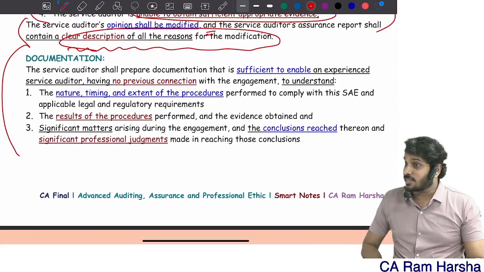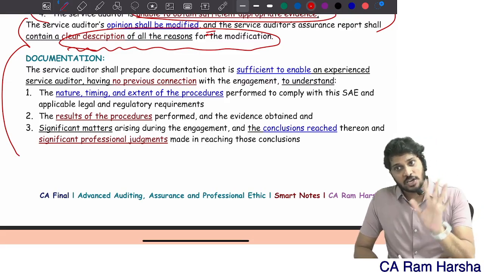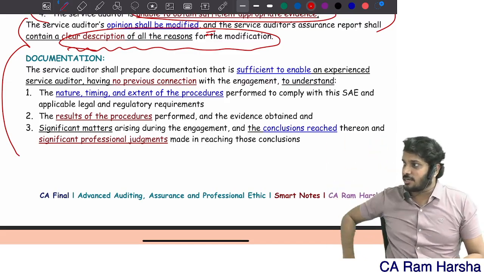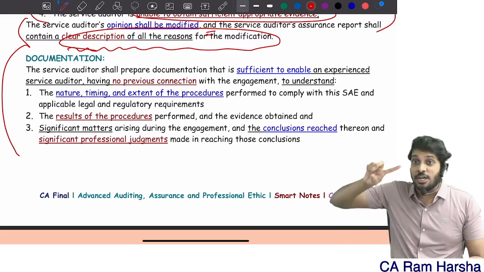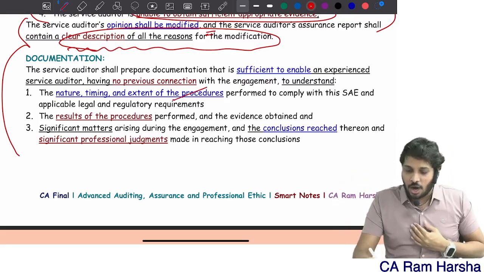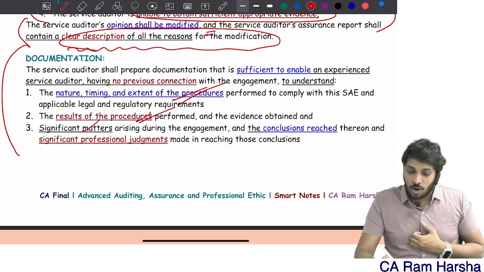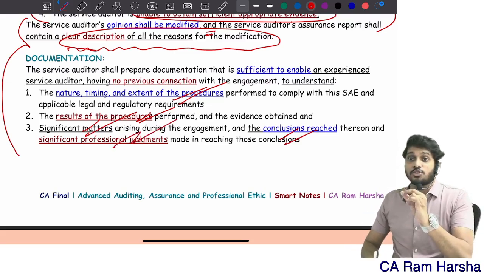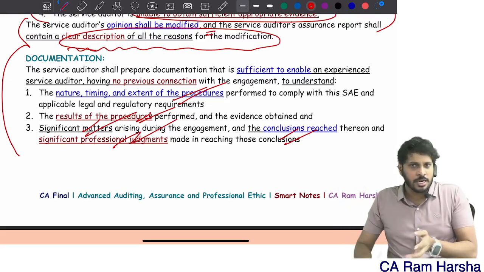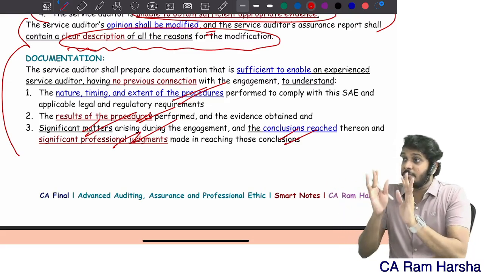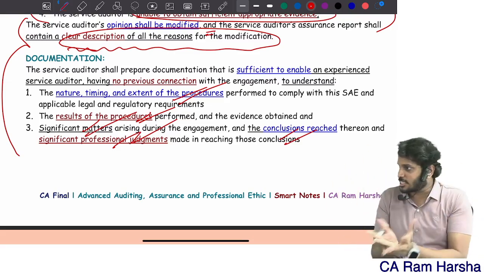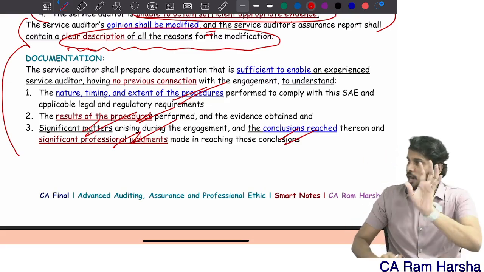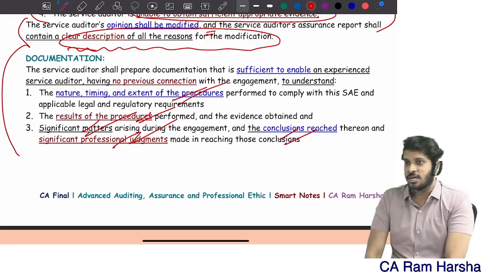How does the service auditor have to document? You should document in such a way that another service auditor who doesn't have any connection with this audit, by looking at your documentation, should understand how you performed the audit, what the results are, what the significant matters are, what conclusions you reached, and what professional judgment you applied. He must understand how you planned the audit, how you tested the controls, what the results of the controls are, conclusions reached, judgments reached, and assumptions used. In such a way, you should maintain documentation.